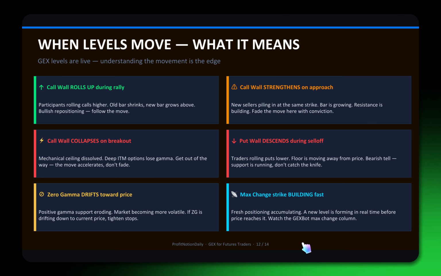Also, if you see the zero level move closer to price, then okay, expect a little more volatility ahead, just because now we're not sure what regime we're in, and maybe we'll bounce around. That's just one thing to keep in mind. The levels are not static, they move around, and depending on the direction they move in relation to how price is moving, it can give you an indication of what the options market thinks as far as their bias, and then you can leverage that in your own trading.